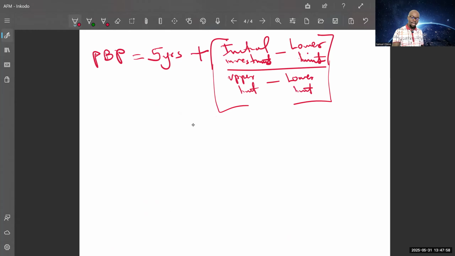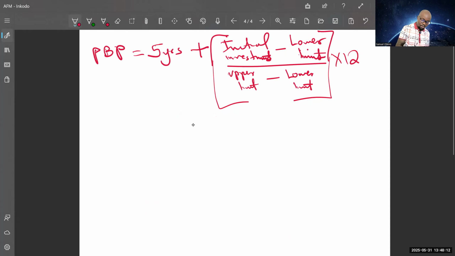And remember, because we are going to get it in months, it is less than a year, we are going to multiply this by 12 so that we get what fraction of year number 6 we are going to use to recover back the amount that is remaining. So we go there and say 5 years plus. Now, what is the initial investment? We invested 38,500, right?